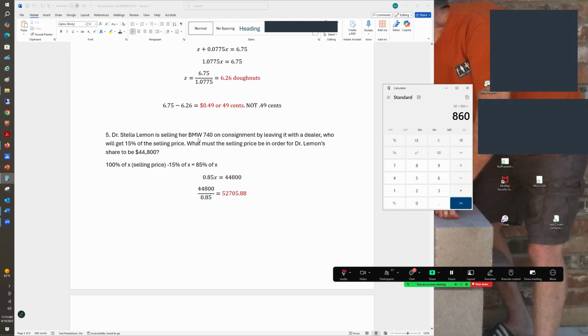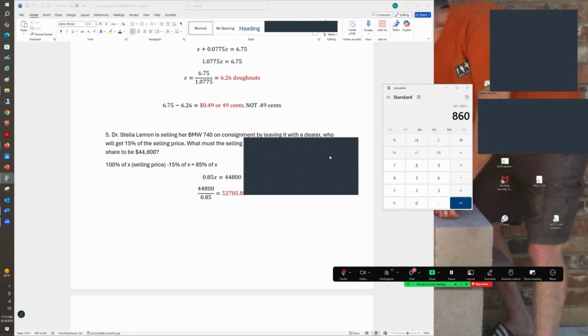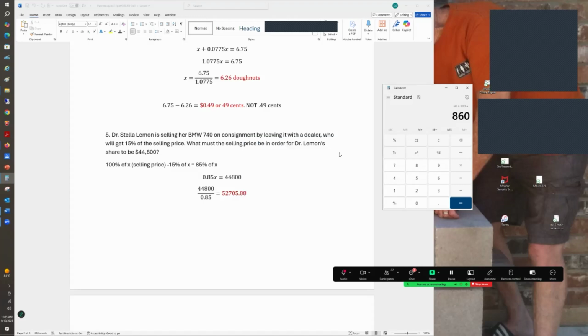Okay, here she goes with her BMW, wanting to sell it on consignment. Consignment means I'm going to sign it over to you for the purpose of selling it, and I will give you a certain percent of the selling price. And that's critical. 15% of the selling price means 15% times the selling price. Now, Dr. Lemon wants her share to be 44,800. Well, the selling price, we don't know what it is. So we can't take 15% of it.